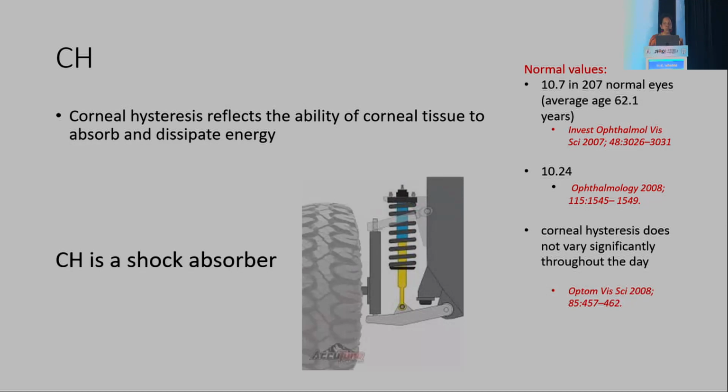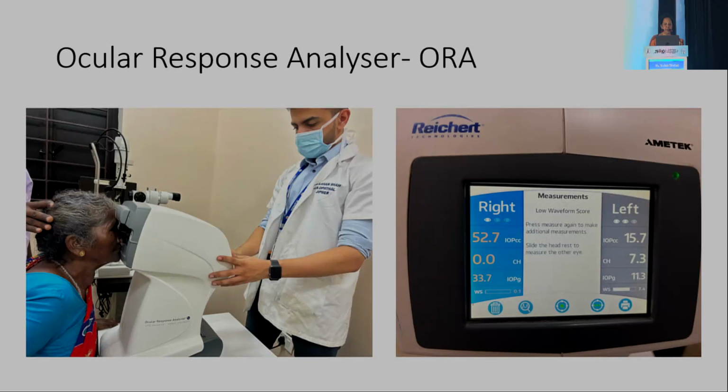Corneal hysteresis, what do we mean by corneal hysteresis? It reflects the ability of the corneal tissue to absorb and dissipate energy. So corneal hysteresis is akin to a shock absorber. The normal values range from 10.24 in some studies and 10.7 in others. And the most important thing is that corneal hysteresis does not vary significantly throughout the day like IOP. Low corneal hysteresis means the eye has poor shock-absorbing capacity, which makes it susceptible to damage from high IOP, in terms of progression and predicting the risk.